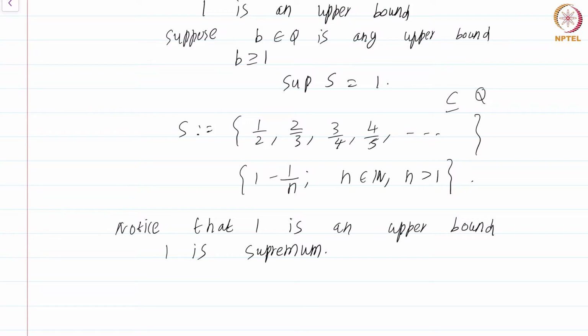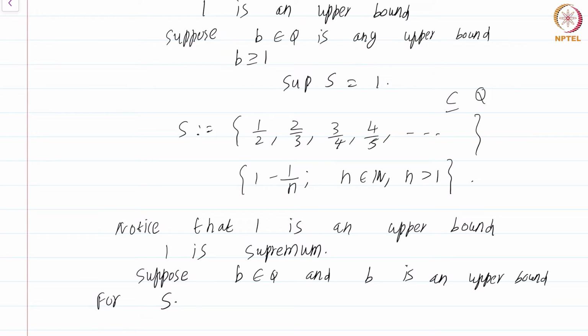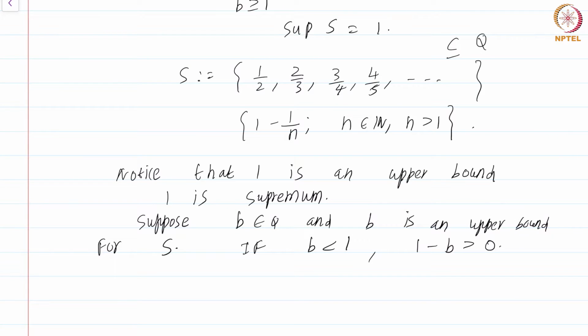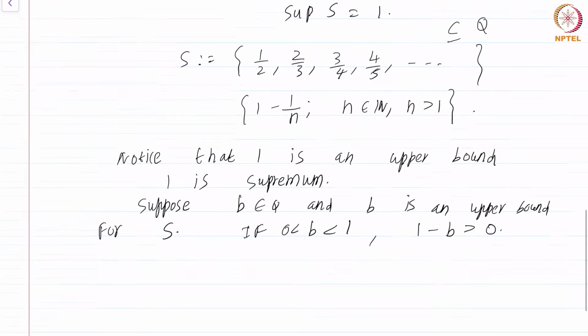Well, let's try to argue as follows. Suppose B is in Q and B is an upper bound for the set S. If B is strictly less than 1, we need to reach a contradiction. If B is less than 1, then 1 minus B is in fact greater than 0. In fact, we can assume that B is greater than 0 because B has got to be an upper bound. So you have 0 less than B less than 1, and 1 minus B is greater than 0. We have to reach a contradiction somehow.